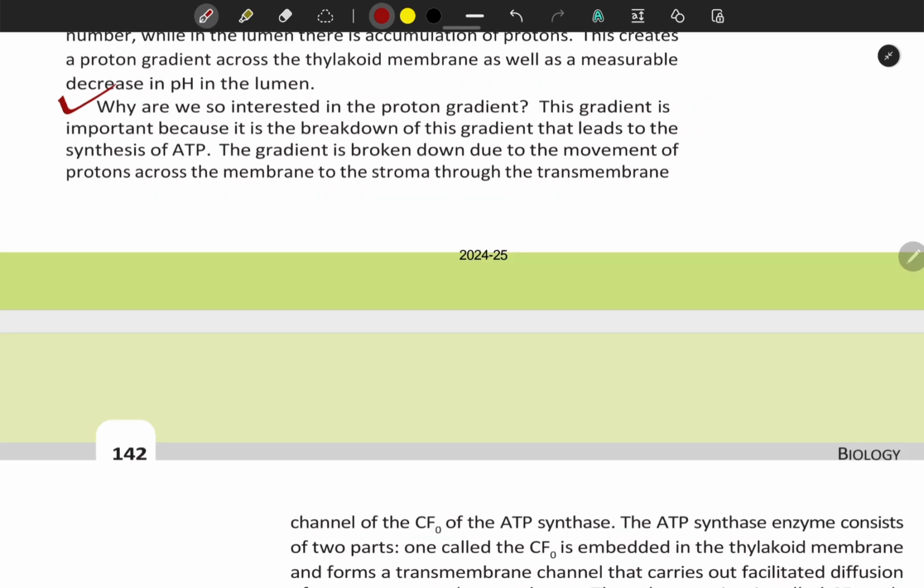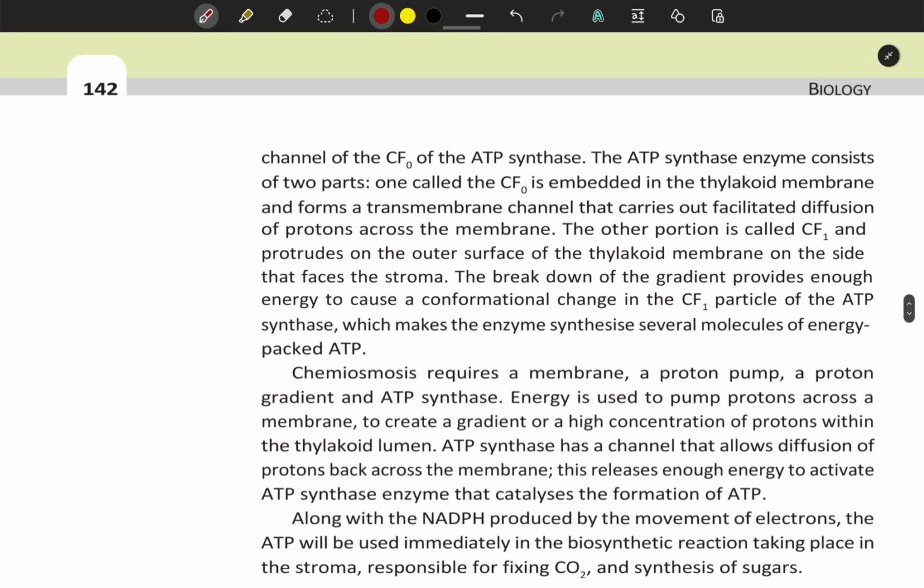Why are we so interested in the proton gradient? This gradient is important because it is the breakdown of this gradient that leads to the synthesis of ATP. The gradient is broken down due to the movement of protons across the membrane to the stroma through the transmembrane channel of the CF0 of the ATP synthase. The ATP synthase enzyme consists of two parts. One called CF0 is embedded in the thylakoid membrane and forms a transmembrane channel that carries out facilitated diffusion of protons across the membrane. The other portion is called CF1 and protrudes on the outer surface of the thylakoid membrane, on the side that faces the stroma.